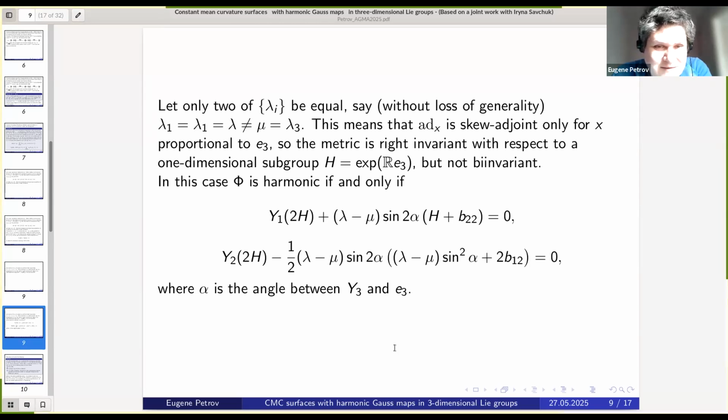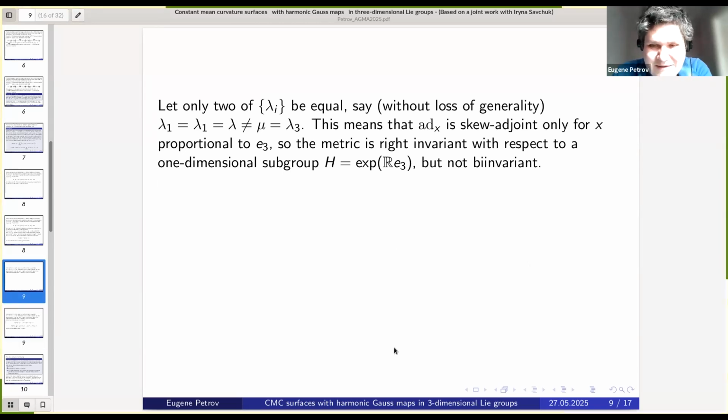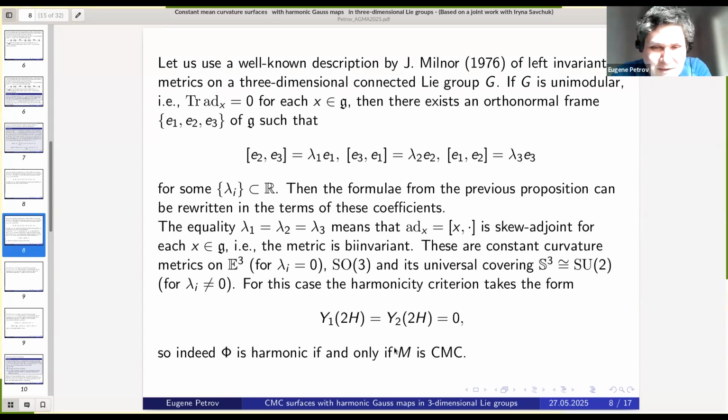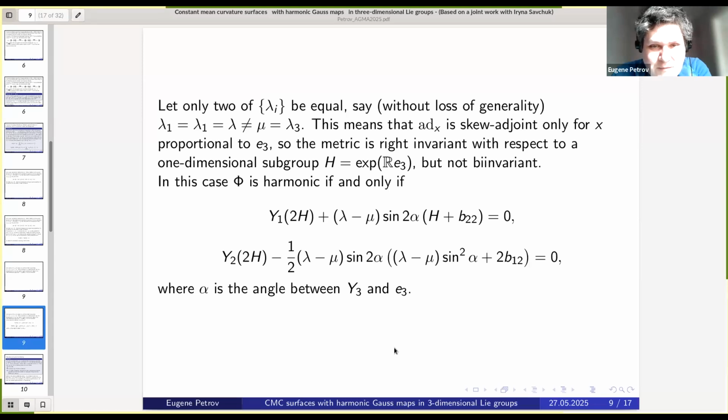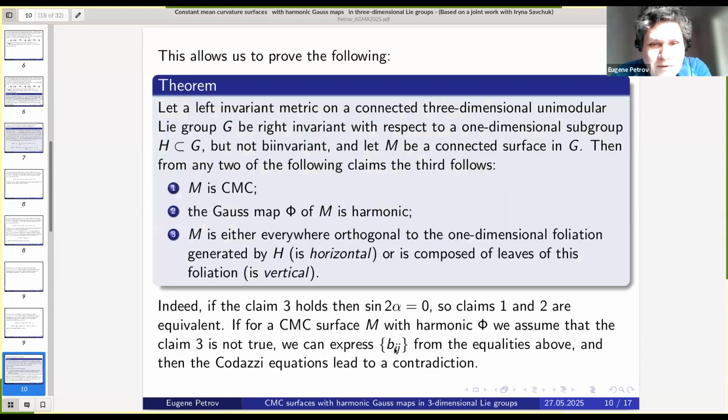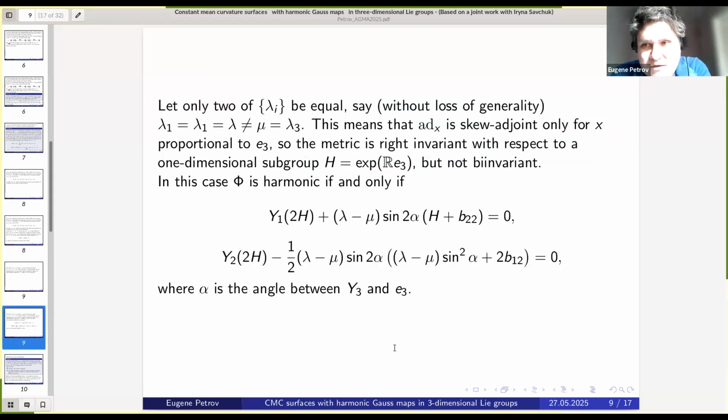So we have that situation. We have that criterion of the constancy for h. So we have equivalence between claims 1 and 2. And if claims 1 and 2 hold, we can assume that claim 3 is not true. So at some point, sine 2 alpha is not 0. And this allows us to find coefficients of the second fundamental form.